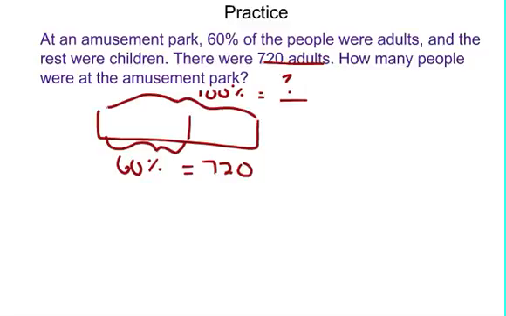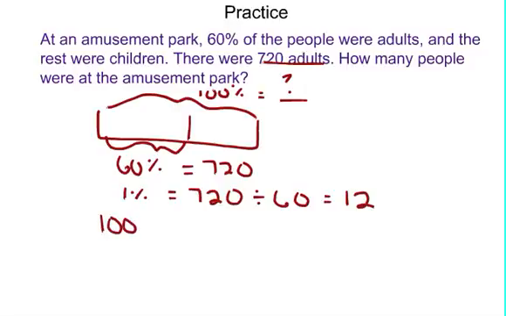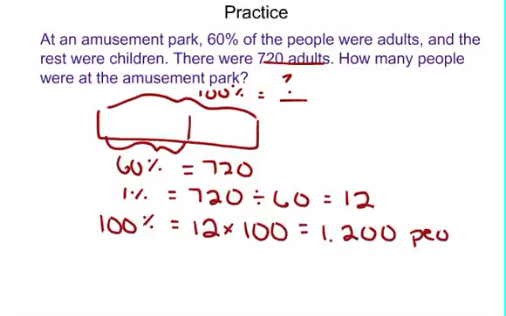720 adults. We can use this 60% to find out what 1% would equal by doing 720 divided by 60, and we find that each percent equals 12 people at the amusement park. We can use the 1% to find 100%, all the people at the amusement park, by taking the 1%, which was 12 people, and multiplying it by 100, and you get 1,200 people at the amusement park.